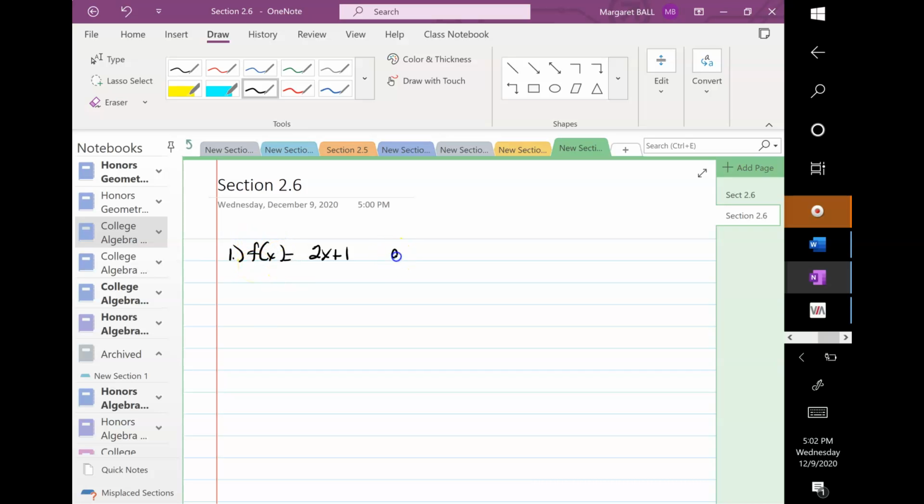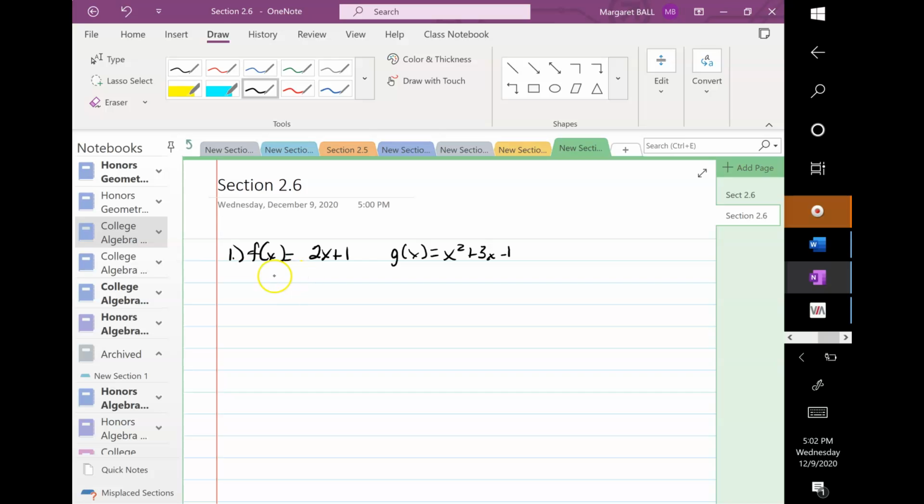The second function I'm going to give you is g of x is equal to x squared plus 3x minus 1. This is a function. It is a quadratic function. It's a squaring function, which when you graph it, you get a parabola. And it's a function because I'm telling you it's a function. And when you graph it, you get a parabola that does pass the vertical line test.